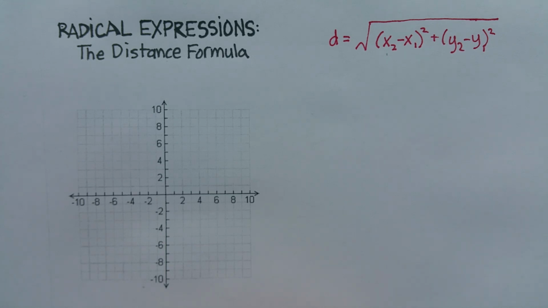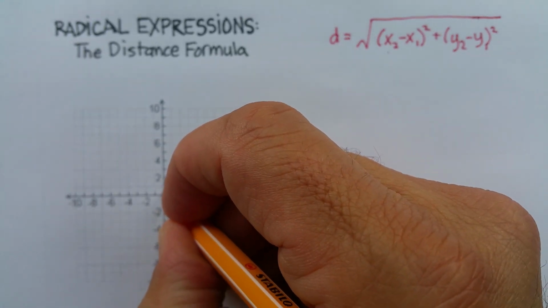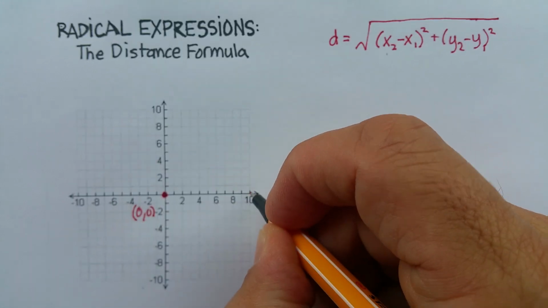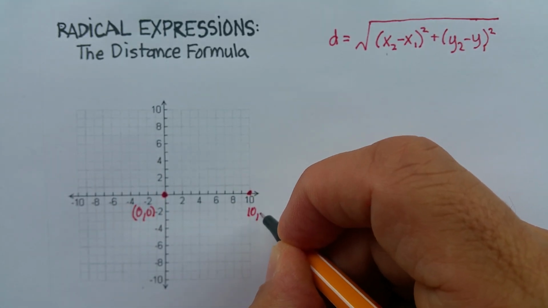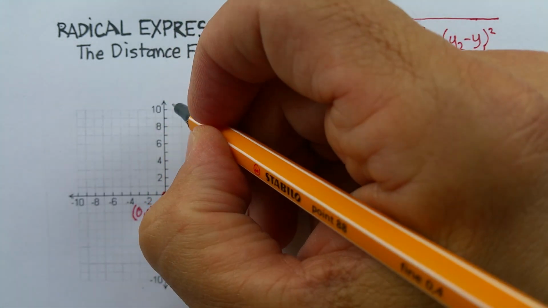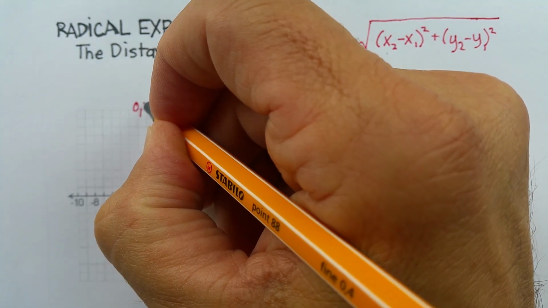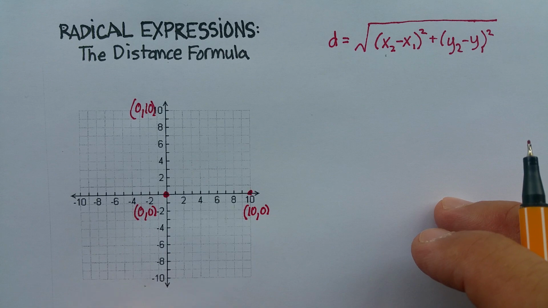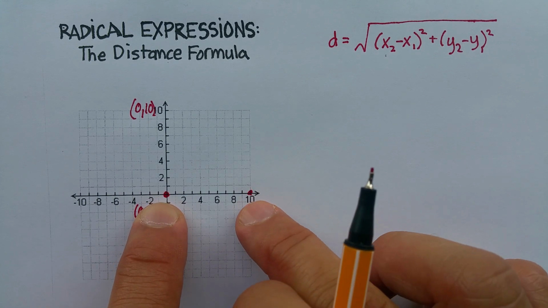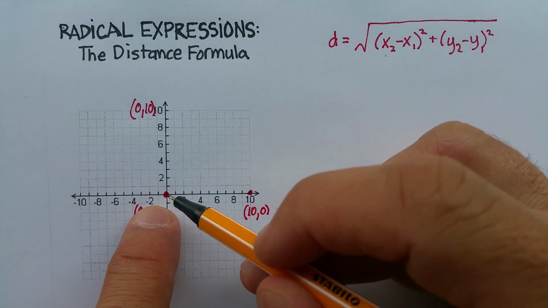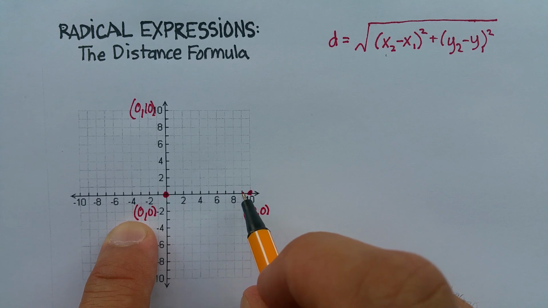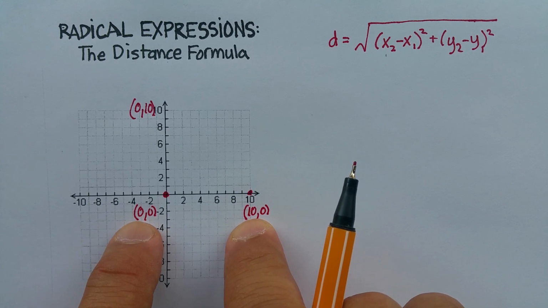Over here I have a coordinate plane, and let's just pick out 3 simple points. Let's just go with 0, 0. Let's go with this point here, which is 10 along the x, 0 along the y. And let's go with this point up here, which is 0 along the x, and then 10 along the y. Now, if I wanted to find the distance between the first two points, all I have to do is count along the x-axis, 1, 2, 3, 4, 5, 6, 7, 8, 9, 10, and it would be the difference between the x's, wouldn't it?